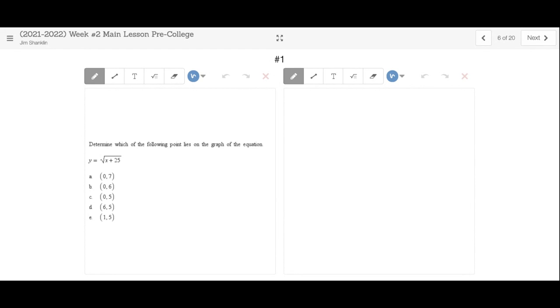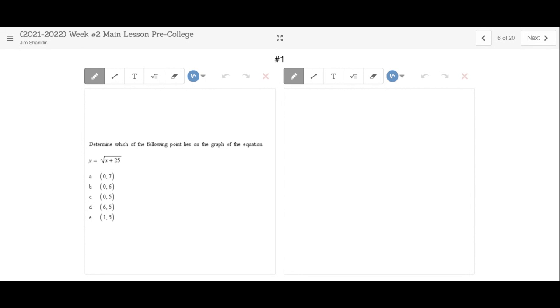So now it says determine which of the following points lies on the graph of the equation. Okay, so I'm looking at this and it's like, okay, how do I do this? Now, there's not a really easy way of doing this one. I would just take each point and plug them in.